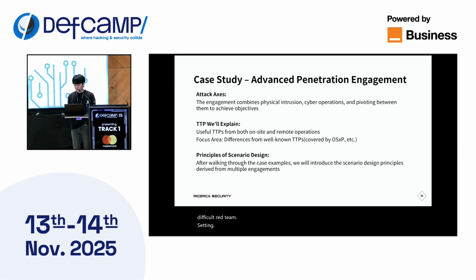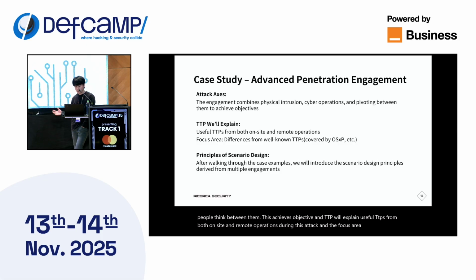And the attack axis: this engagement combines physical intrusion, cyber operations, and pivoting between them. This achieves the objective. As for TTPs, I will explain useful TTPs from both on-site and remote operations during this attack. And the focus area is differences from well-known TTPs, so well-known TTPs covered by OSCP and so on.